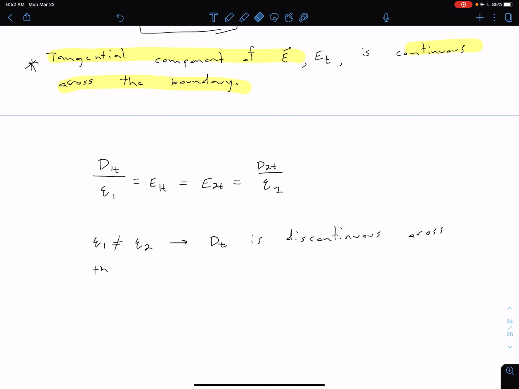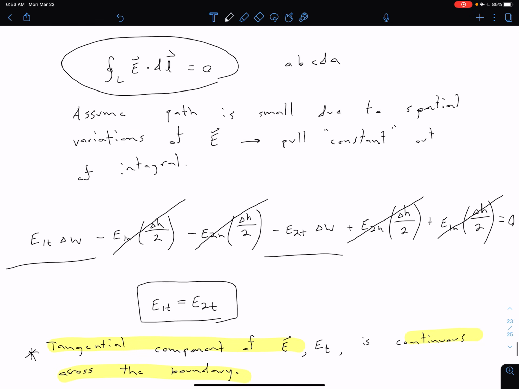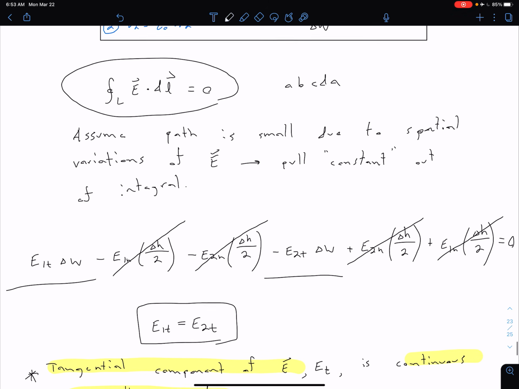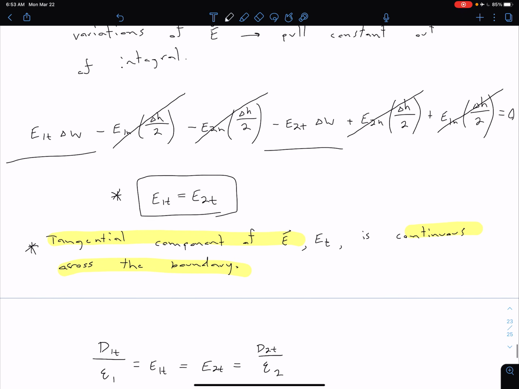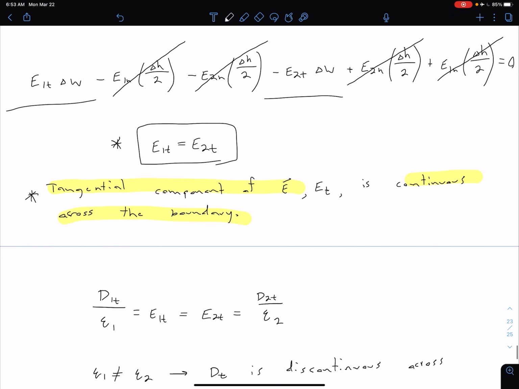Yeah, just really having trouble spelling across today for some reason. So across the interface. And so again, as I mentioned at the start, we're not going to have to go through this derivation each time, but instead we're just going to come straight to this relationship of our tangential component of electric field is continuous.